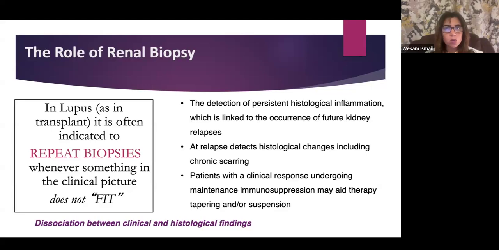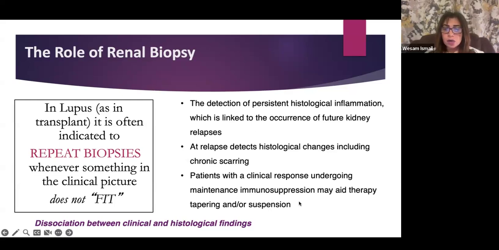So the biopsy is not only for classification and prognosis. In repeated lupus biopsy, you can detect persistent histological inflammation, which is the main drive for end-stage renal disease, or which is evidence-based linked to the occurrence of future kidney relapses. If the patient is currently at a relapse and presenting with proteinuria, the biopsy, even if this is clinically just a relapse from further activity, will detect histological changes, which include chronic scarring, which could occur within the lapse of 2 or 3 months.